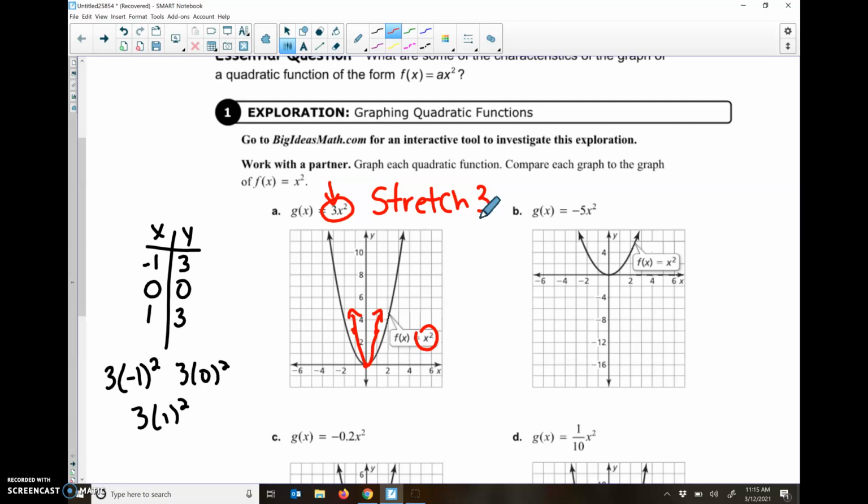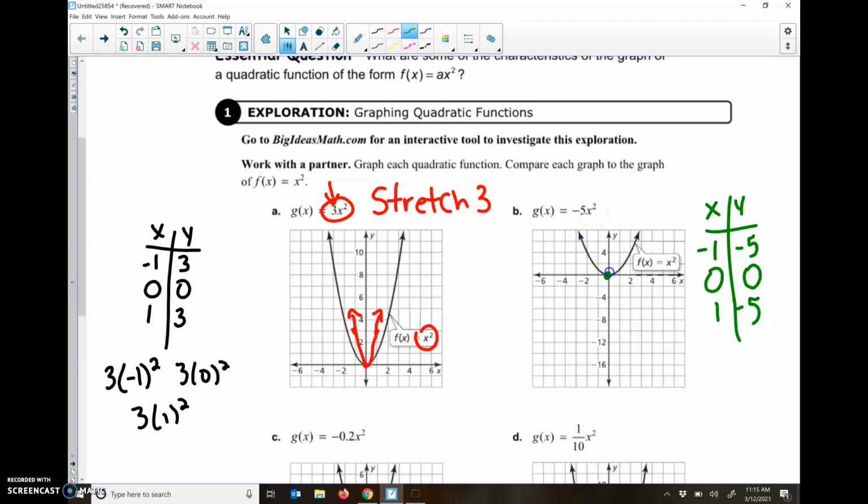Okay, if we look at another one, kind of the same thing. So -5x squared. So I'm going to make my table. So here's my x, here's my y. And then we plug in -1. So -1 squared is 1. 1 times -5 is -5. Plug in 0. 0 squared is 0. And 0 times -5 is also 0. And then if I plug in +1, 1 squared is 1, and 1 times -5 is -5.